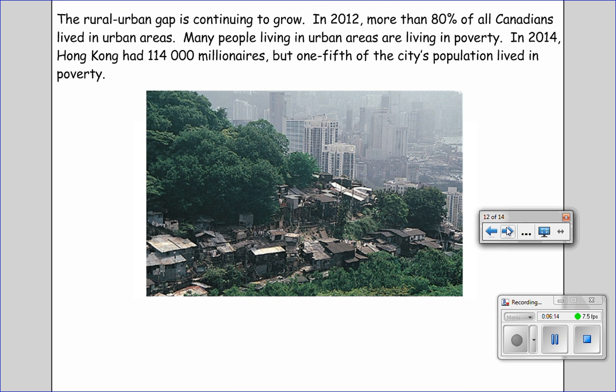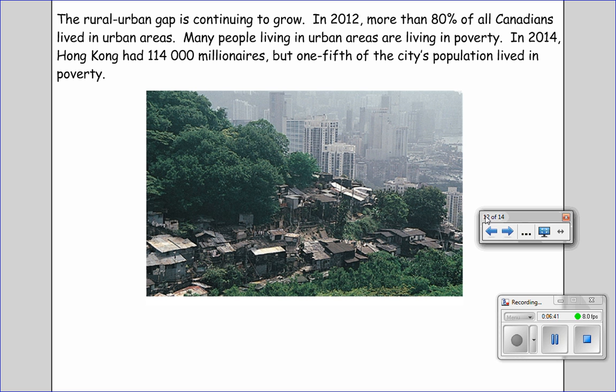The rural-urban gap is continuing to grow. In 2012, more than 80% of all Canadians lived in urban areas. Many people living in urban areas are living in poverty. In 2014, Hong Kong had 114,000 millionaires, but one-fifth of the city's population lived in poverty.